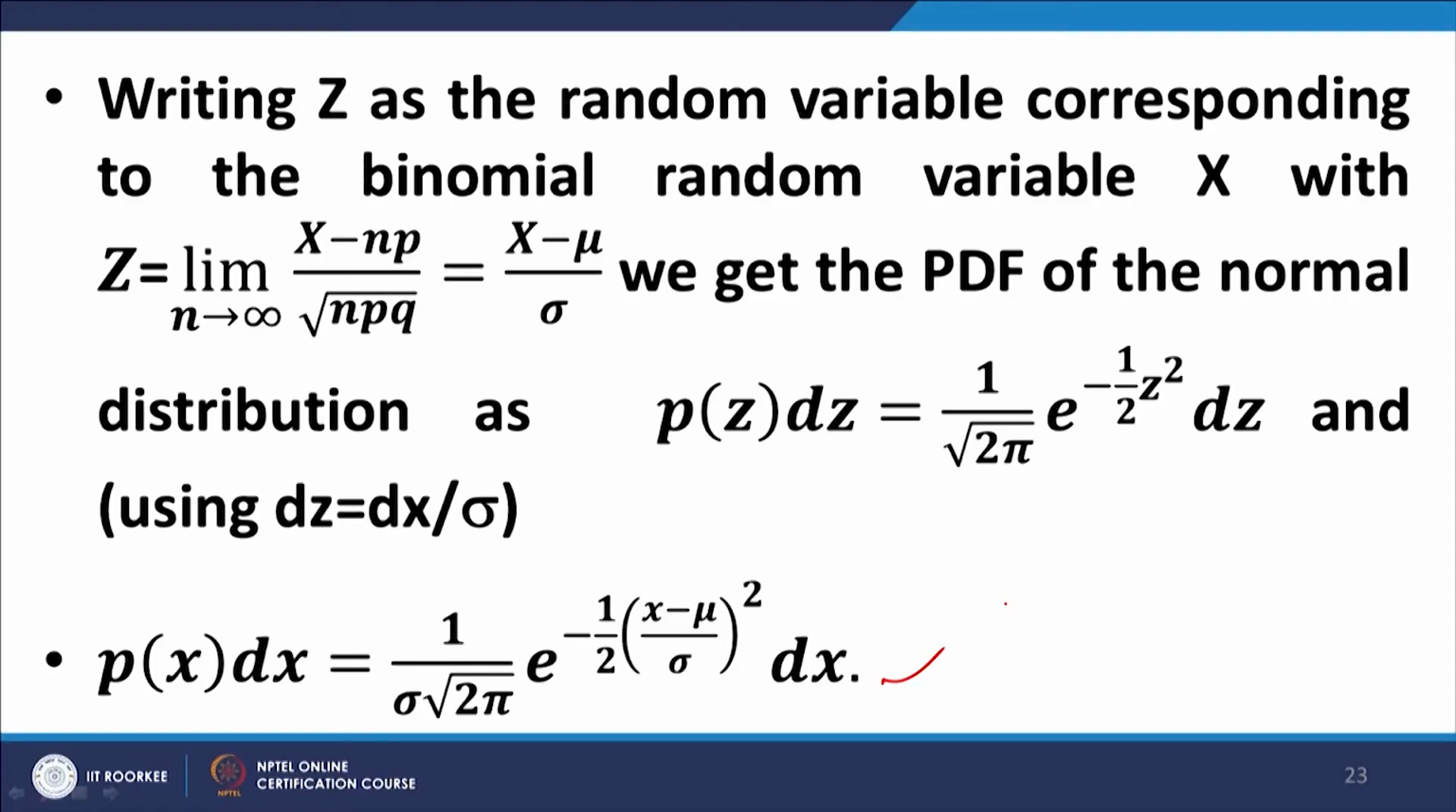Now, if we want to work out the normal distribution function for a general variable, this was the standard normal variable, which has a mean of 0 and a variance of 1. Suppose I write z as x minus mu upon sigma, then I can get the PDF of the general normal variable, and that turns out to be this, because dx is equal to sigma dz, and on putting this value we get this expression. So, this is my general normal distribution, and this is my standard normal distribution.